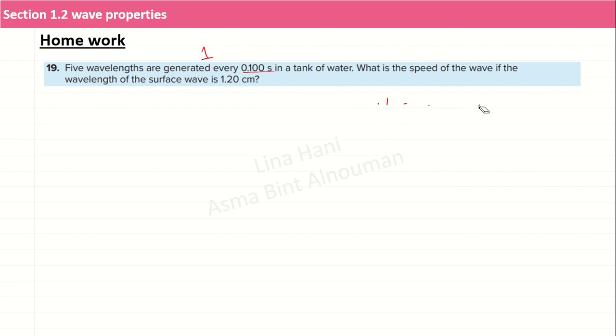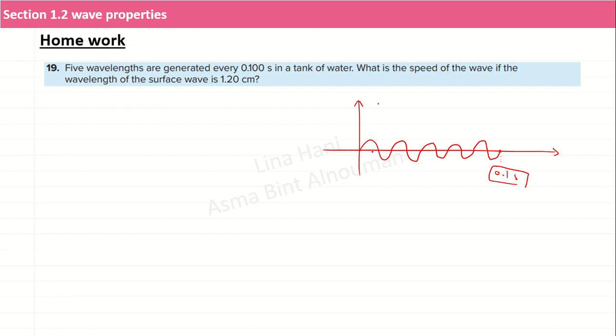Let me explain this in another way. So here we have 5 waves. 1, 2, 3, 4, 5. And these 5 waves take 0.1 seconds to be created. How much time does it take to create one wave? We will divide the total time to make 5 waves over the number of waves to get the time it takes to create one wave. So 0.1 divided by 5 gives you 0.02 seconds.